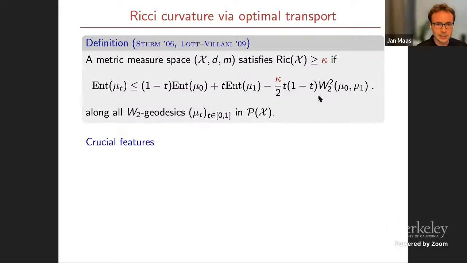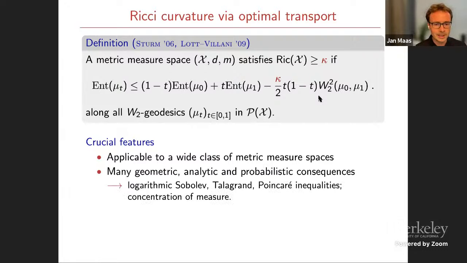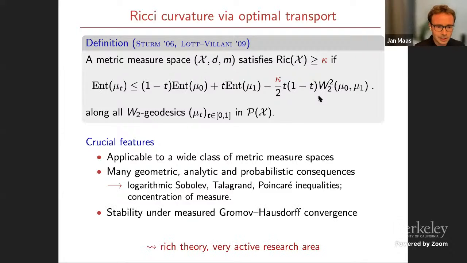Okay, so this is the starting point for a rich theory. The important points are that this applies to a wide class of metric measure spaces without necessarily having a smooth structure. It gives you many interesting consequences. So here are a bunch of inequalities: Sobolev, Talagrand, and Poincaré inequalities. It's also connected to concentration of measure inequalities and many other things.